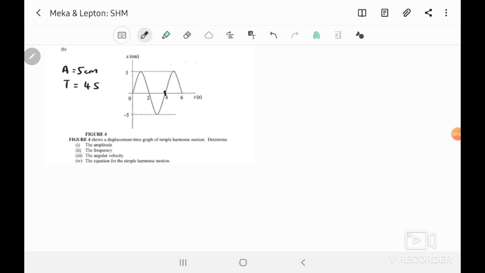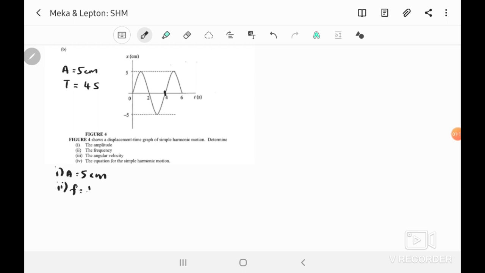So question A, figure 4 shows a displacement time graph of simple harmonic motion. Determine the amplitude. So settle A, amplitude dia kita dapat 5 cm.